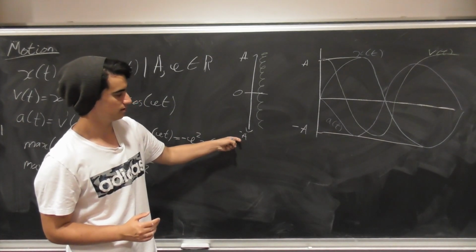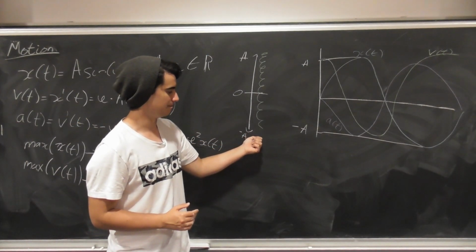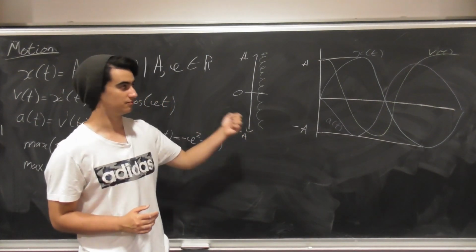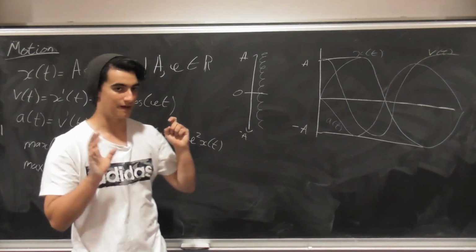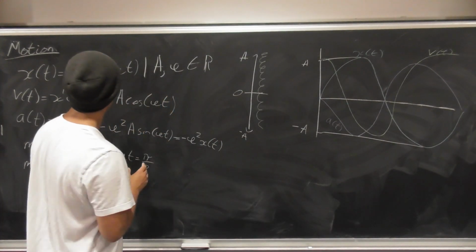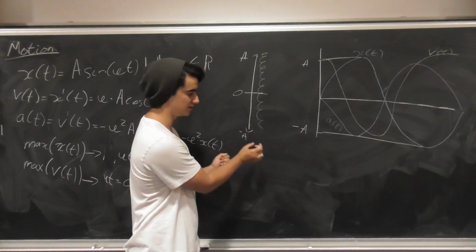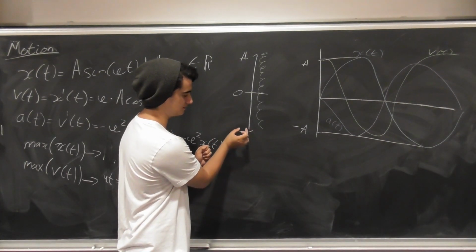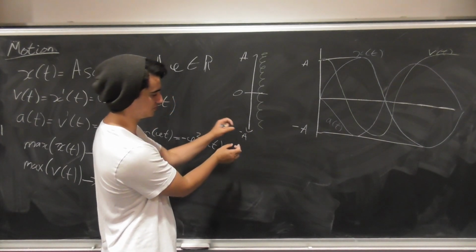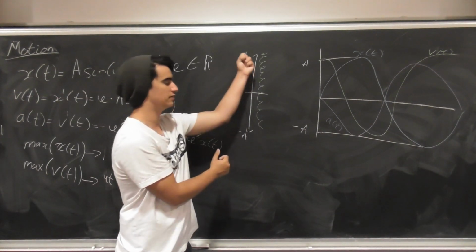When it's at minus a, the magnitude of the position is at a maximum. The velocity, again, is going to be equal to 0. It's stopped moving at the very precise moment that it's touching its maximum position, and then the acceleration is pulling it back up to the center.